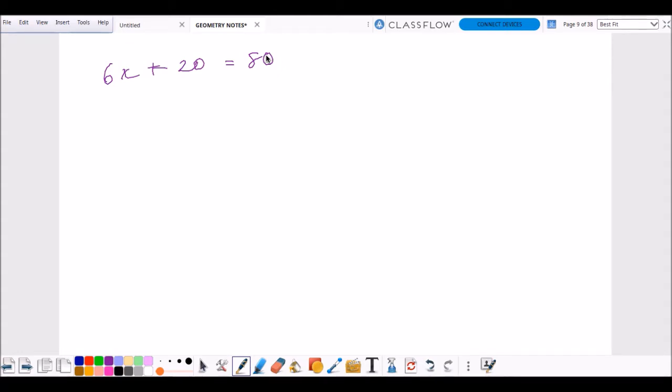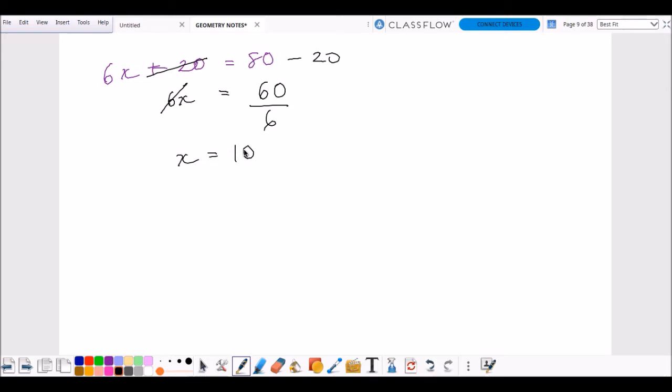So to solve this, get rid of this plus first, plus 20. Okay, so that's a plus 20. Here it becomes minus 20. So you're left with 6x equals 80 minus 20 is 60. Now you have 6 times x. Okay, it's times 6. So if you want to isolate that or get rid of it, it becomes divide by 6. So x therefore is 60 divided by 6 is 10.